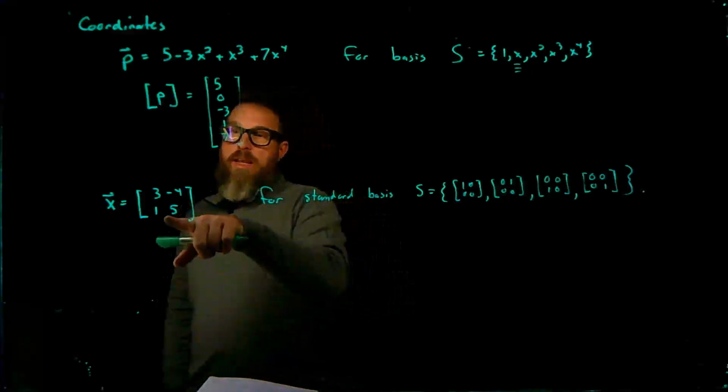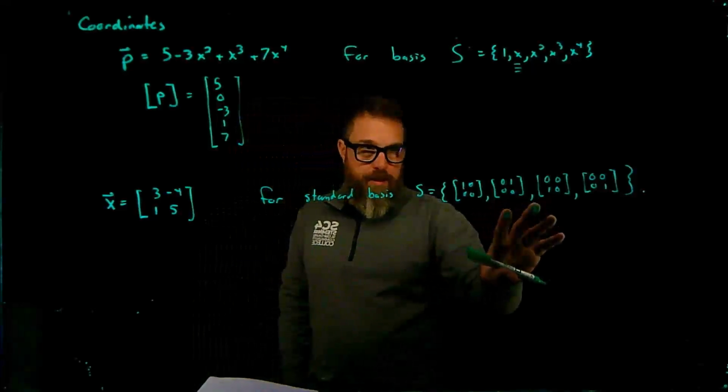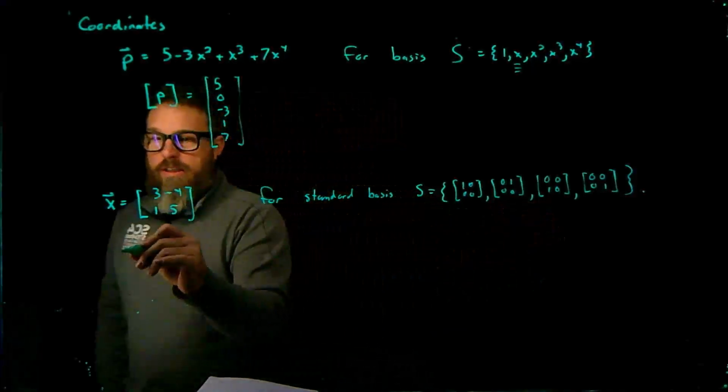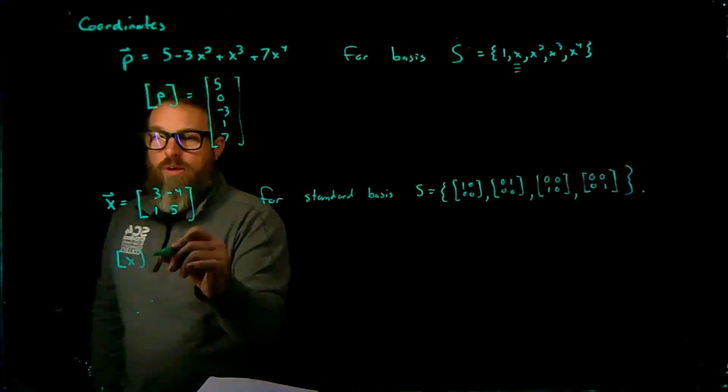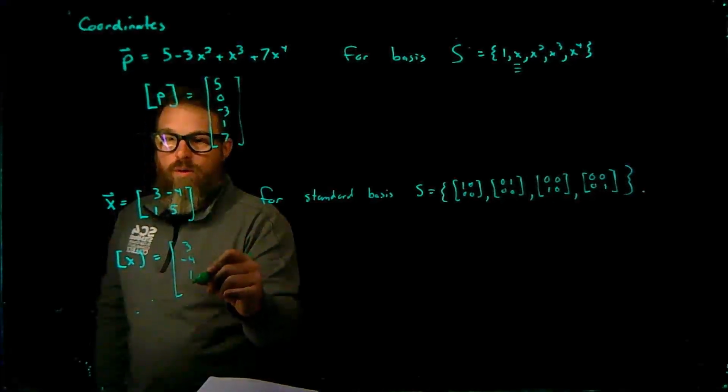And say M2 by 2, the space of 2 by 2 matrices, has this as a standard basis, and I could write this x also in terms of a column vector of 3, minus 4, 1, and 5.